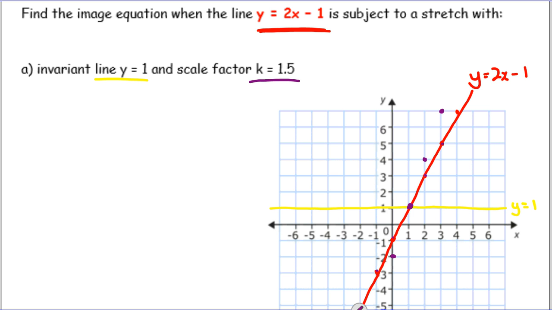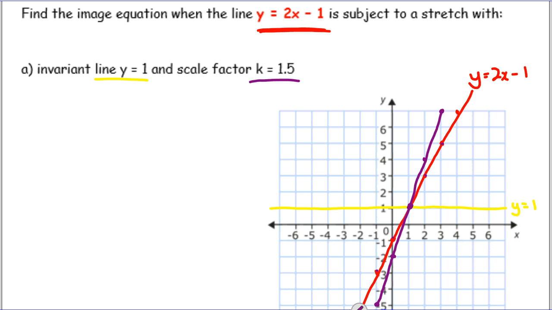This next point down was 4 units from the invariant line. 4 times 1.5 is 6. So count down 6 units from the invariant line, not from the x-axis, but from the invariant line. There you have it. And draw a line through your points. This is much better than mine.